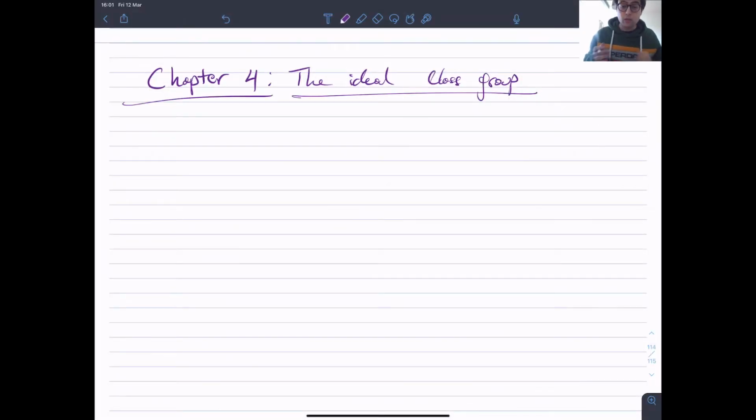All right, so we're now almost at the end of the course. We're now gonna reap the rewards of everything that we've done and use it to study what's called the ideal class group in chapter 4, and then in the next chapter, chapter 5, we'll use it to solve some Diophantine equations. The class group is somehow what we've been working up towards this whole time.